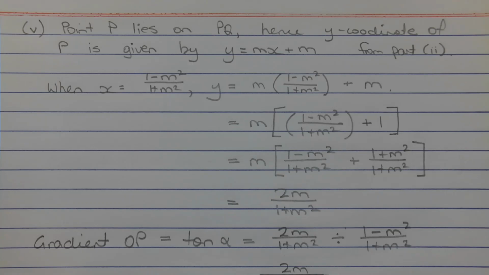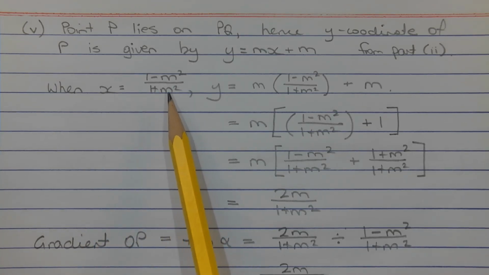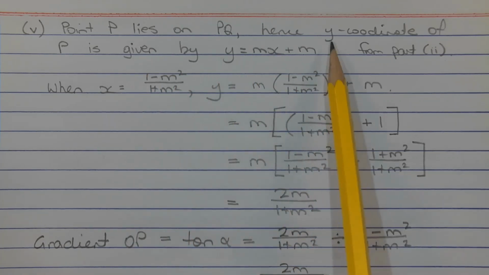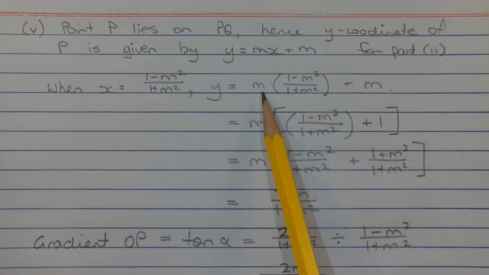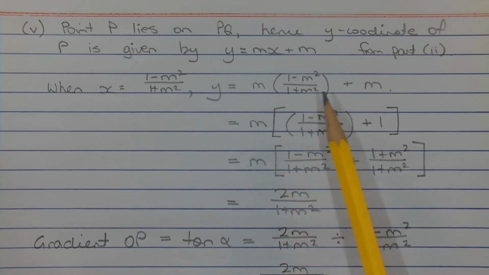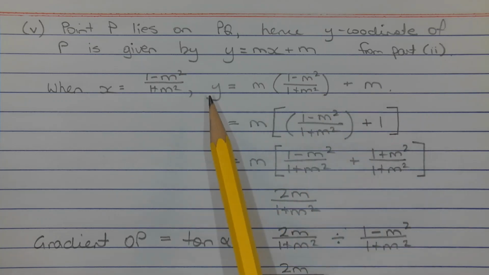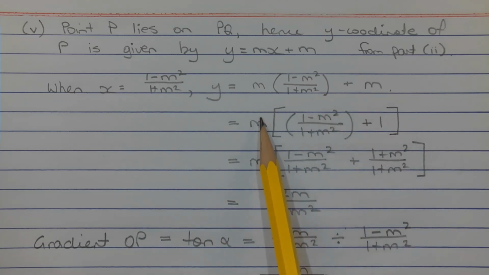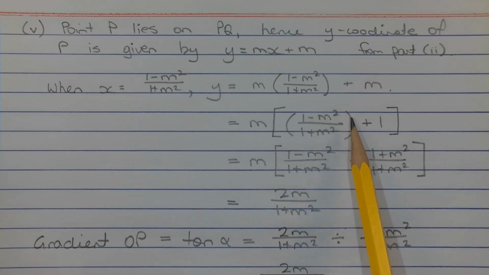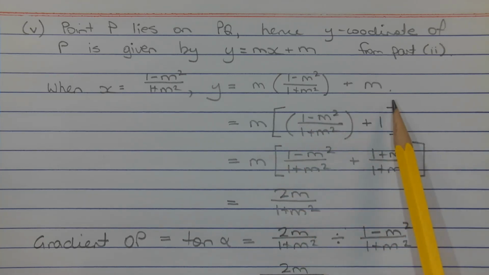m squared. So when x is equal to 1 minus m squared over 1 plus m squared, substituting this value of x into this equation here, we get y is equal to m times (1 minus m squared over 1 plus m squared) plus m. Factorising out m, we get y is equal to m times, open bracket, (1 minus m squared over 1 plus m squared) plus 1, close bracket.